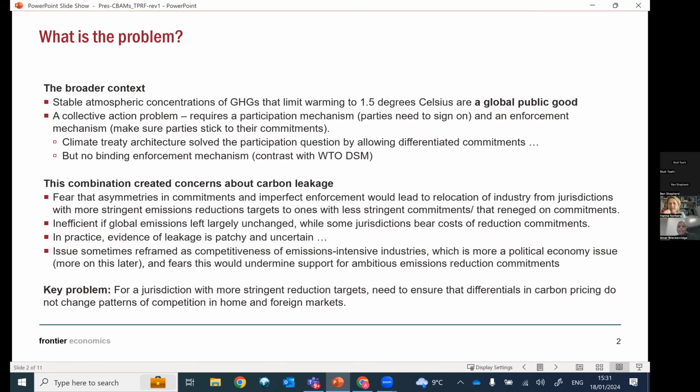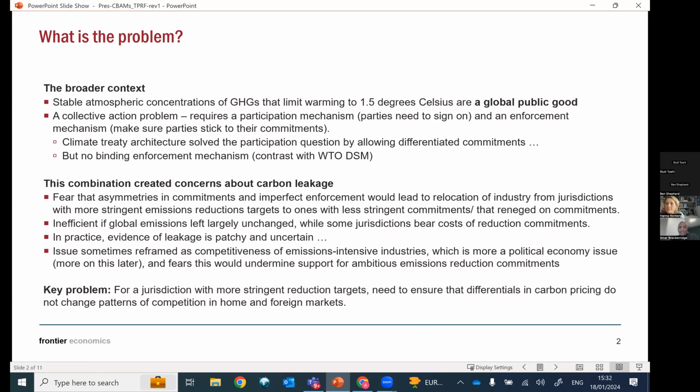Okay, good. So just to back up and set the problem at a high level. Remember that what we're trying to solve with climate change is a global collective action problem of stabilizing atmospheric concentrations of greenhouse gases within a safe limit. Like all collective action problems, it requires a treaty. The main concern on the climate front is that it allows for differentiated commitments and that there's no binding mechanism to enforce these commitments. And I guess the combination of the two has led to fears in some jurisdictions, such as the European Union, that asymmetries in emissions reduction commitments would lead to the relocation of activity from more ambitious jurisdictions to less ambitious ones, a fear known as carbon leakage.